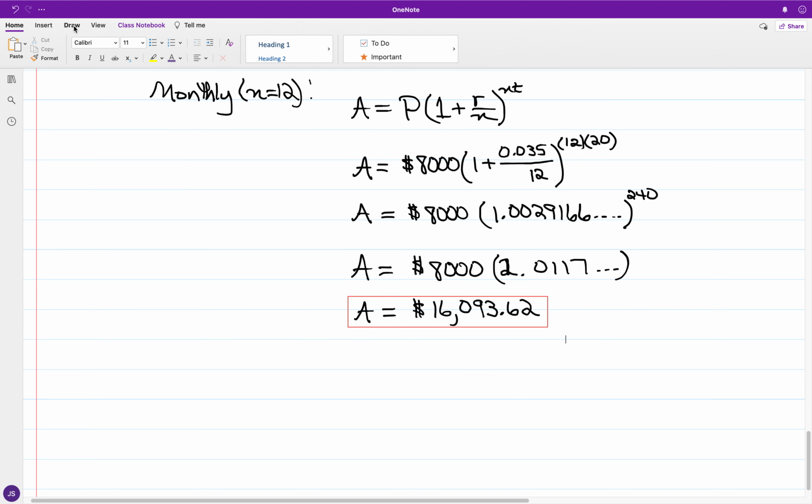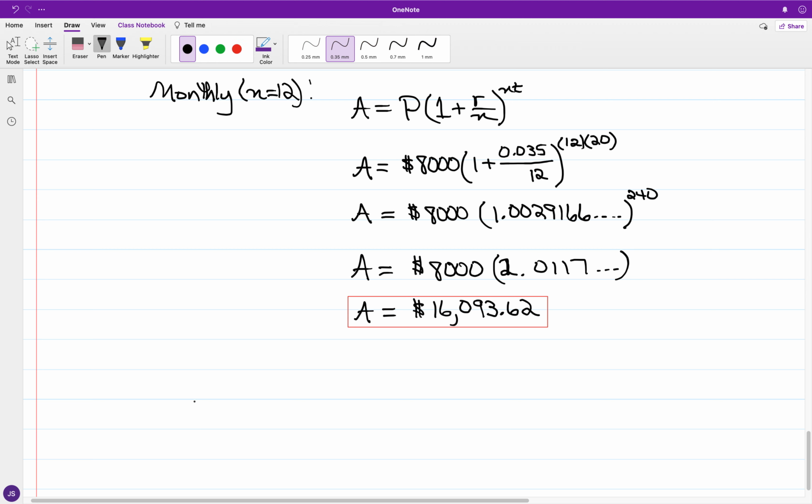And in the case of daily compounding, we have an n at 365.